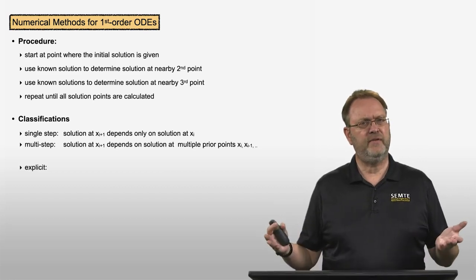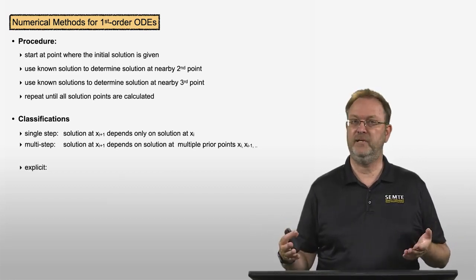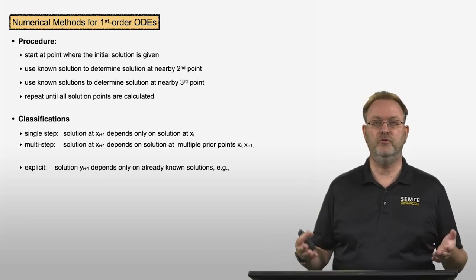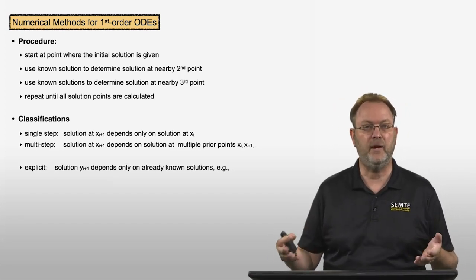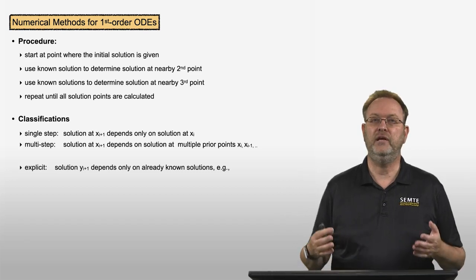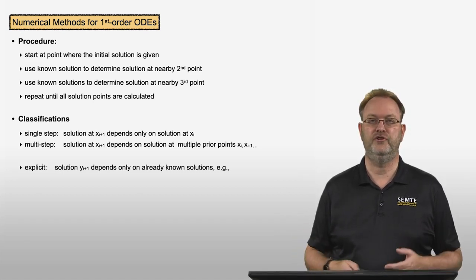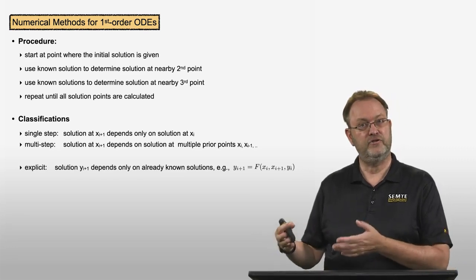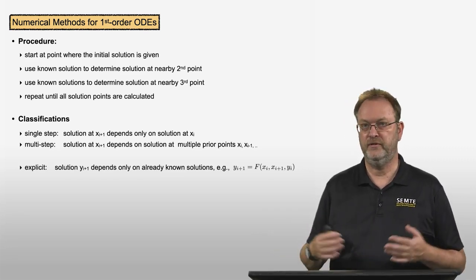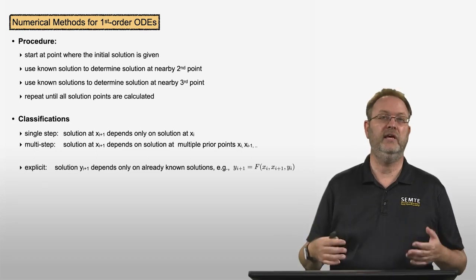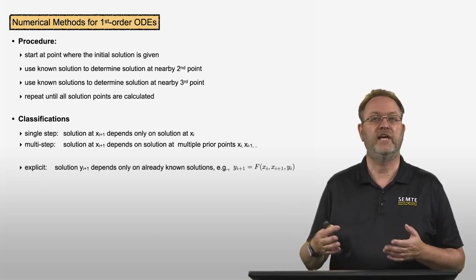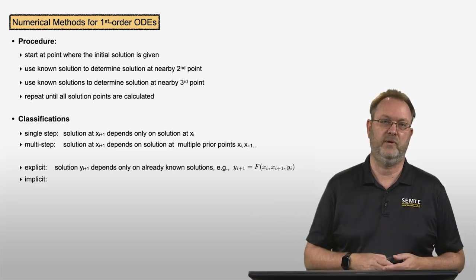Then we classify methods whether they are explicit or implicit. Explicit means that the solution y sub i plus 1 depends only on already known solution values. So for example, y sub i, the solution at the prior point or points, and the values of the independent variable, which can be at x sub i or x sub i plus 1.